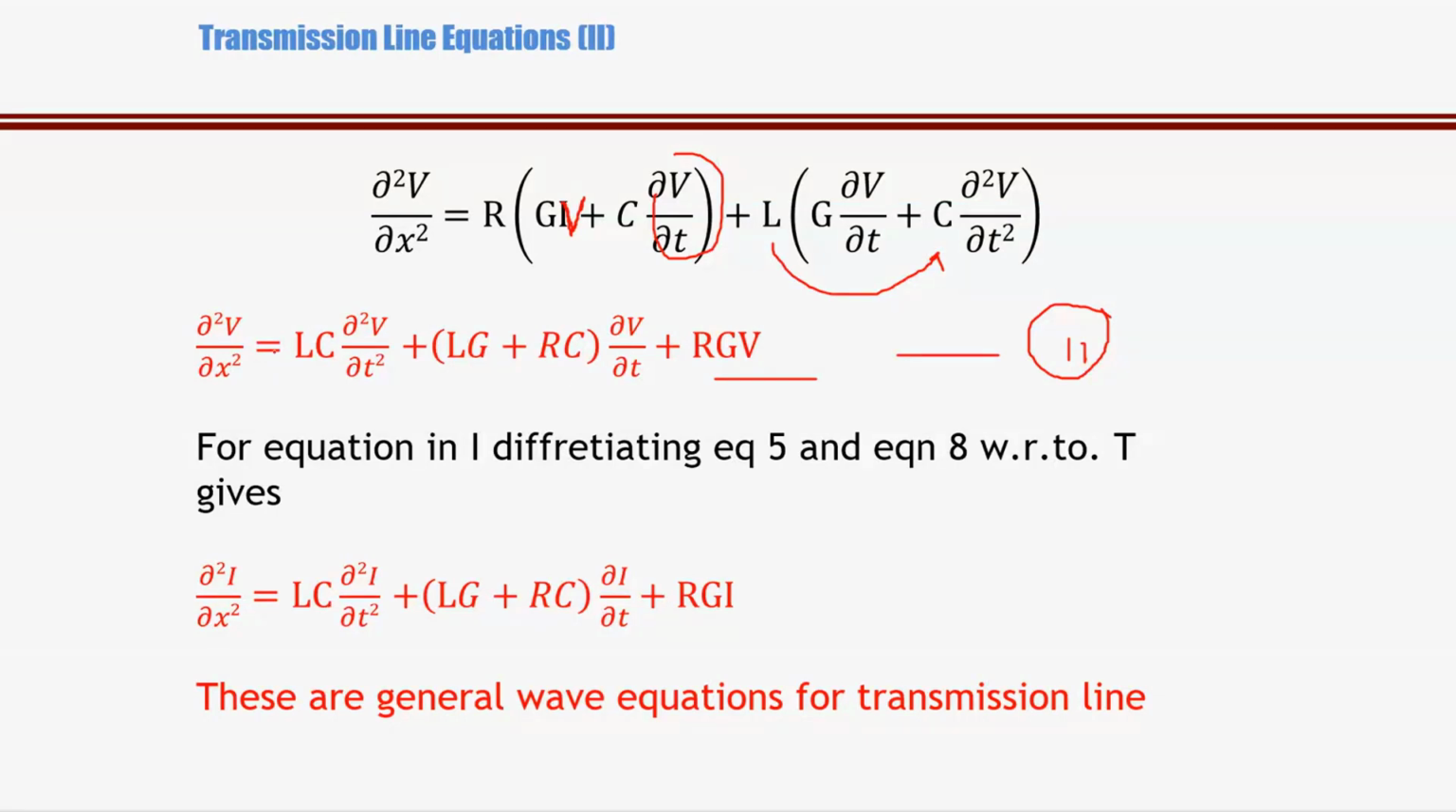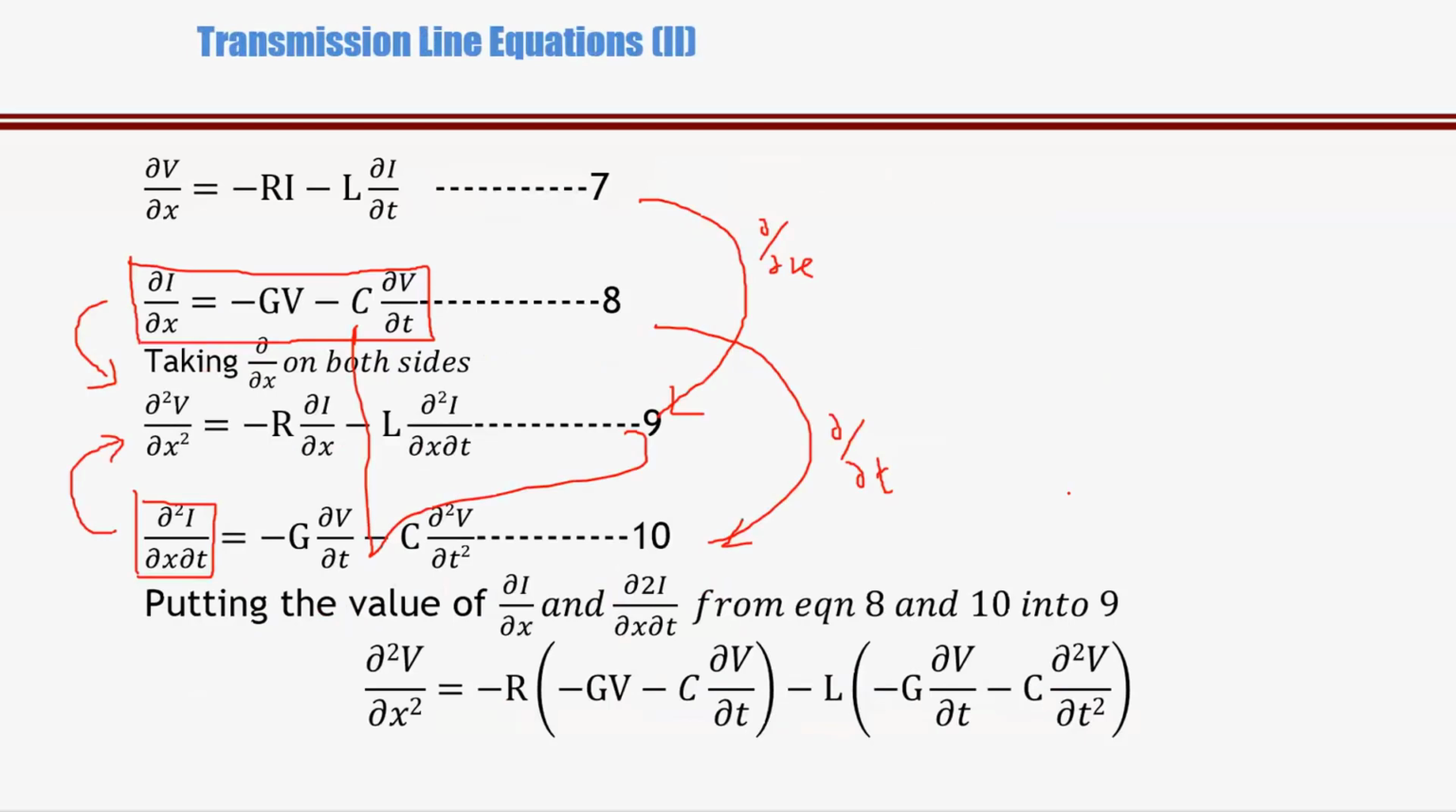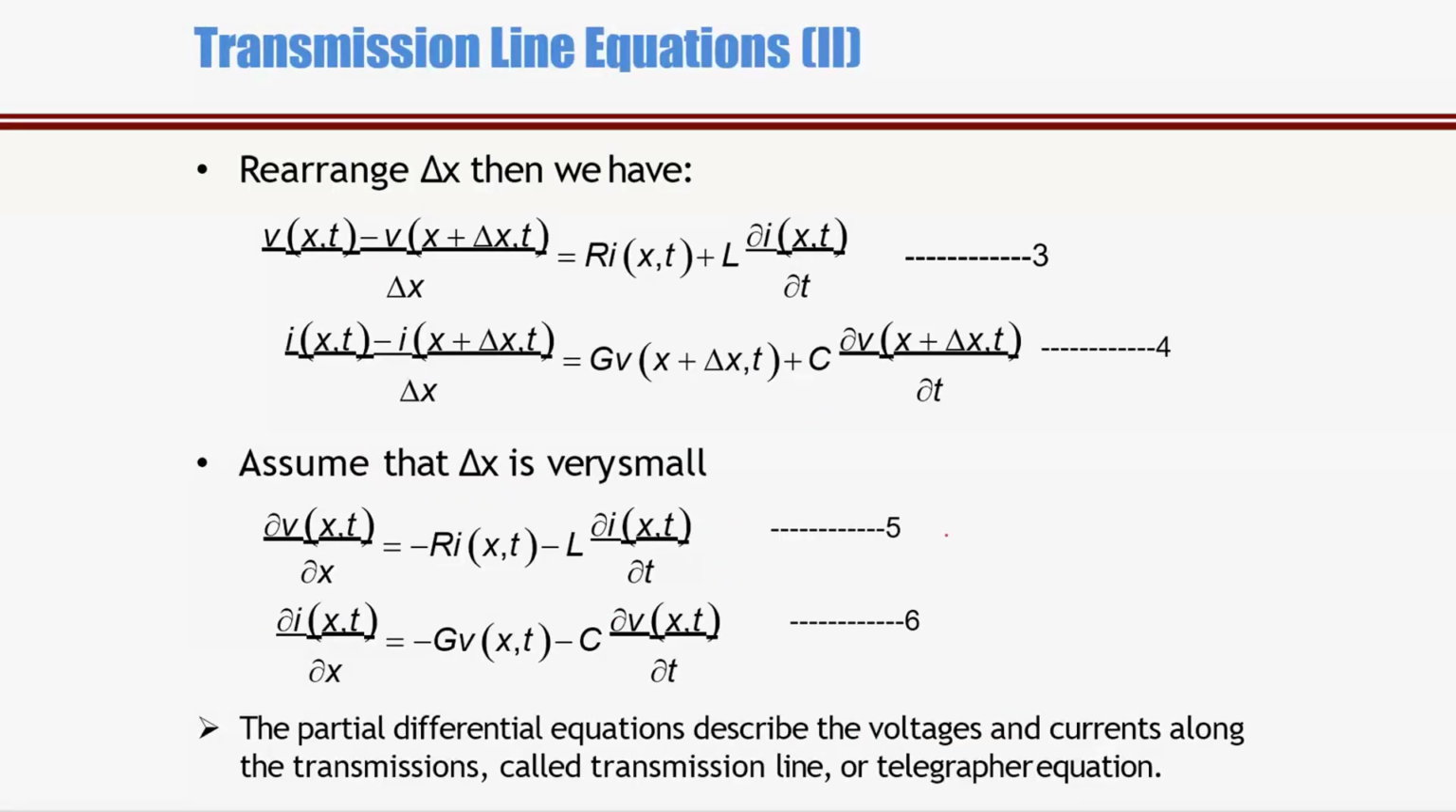Then if I want a similar kind of equation in terms of I, the current, what do we have to do? We have to differentiate equation number 5 and equation number 8 with respect to x and t, right?